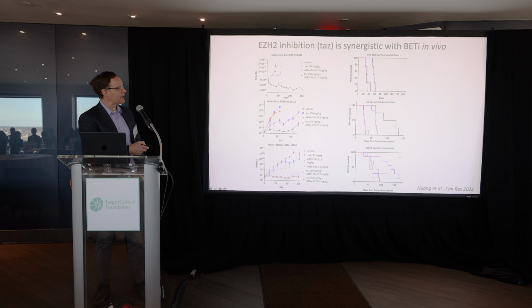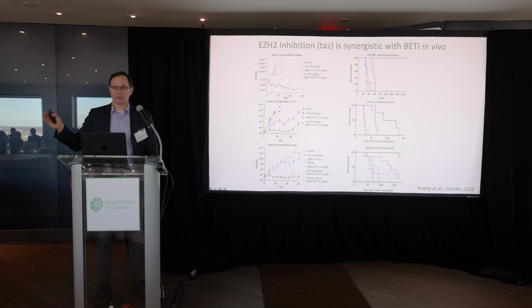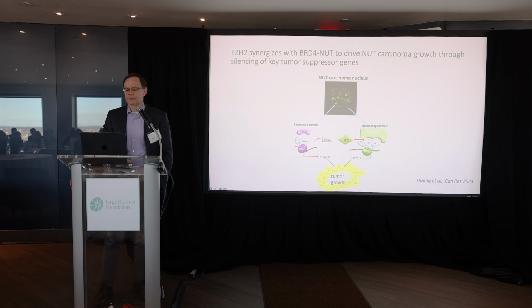We saw cures in 2 out of 3 of our models with the combination of EZH2 plus BET bromodomain inhibition. These mice are only treated for 3 weeks, and after that, they're left to see how durable the treatment is, and it's quite durable in these 2 models. This one, we also saw synergy, but not cures, with the combination of these 2 treatments.